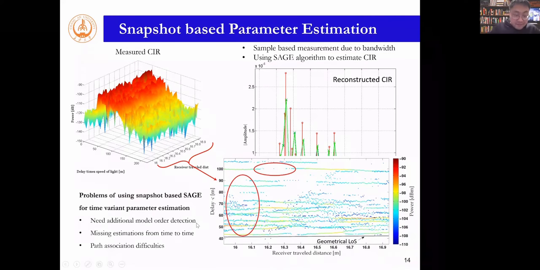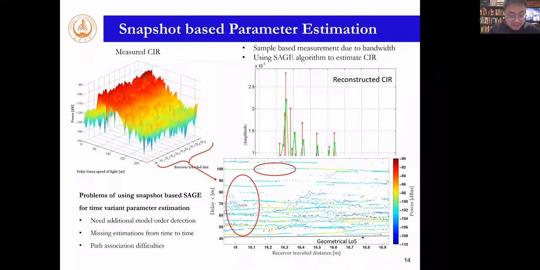So the first would be we need additional model order detection. In other words, we need to first figure out how many paths there are at different times. And the second problem is that from time to time we misestimate some parameters, because of the wrong number of paths we detected.